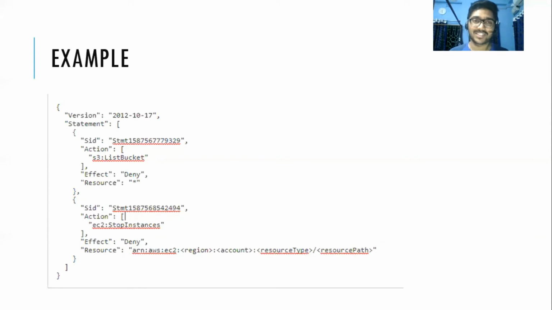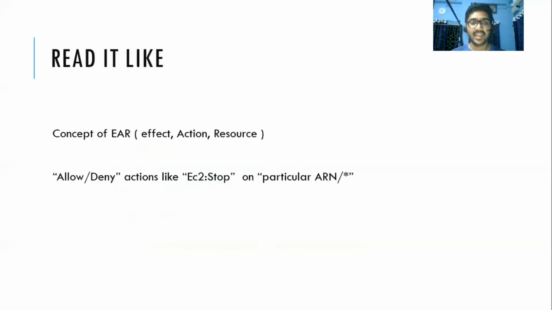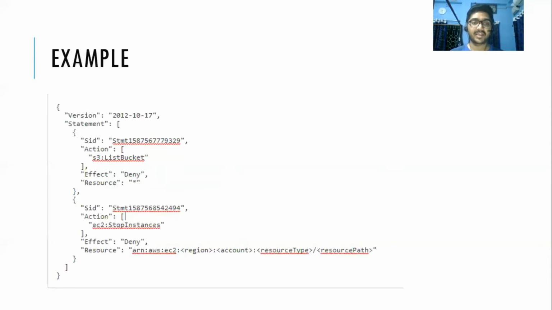One thing I forgot to mention is that an IAM identity, that is a user, a group, or a role, can have multiple policies attached to it. Here, for example, two policies are attached to it. The first policy is telling me the effect is deny, so I'll be starting with effect. Deny actions like S3 list bucket on all the resources, and deny actions like EC2 stop instances on this particular resource. Got my point? We'll be starting with effect, then action, then resource.